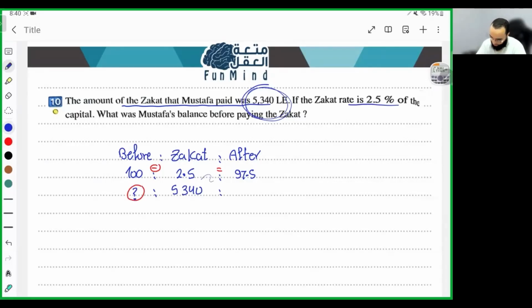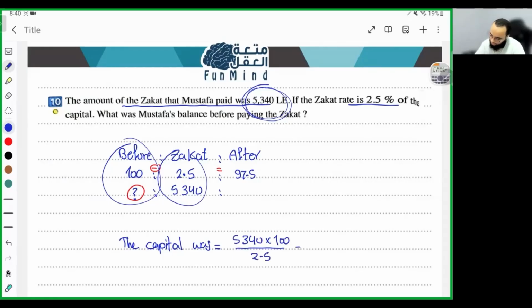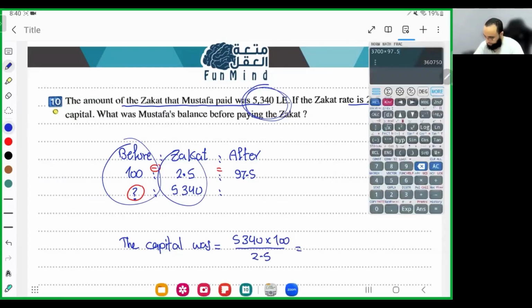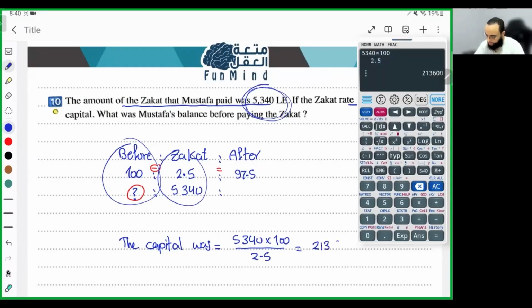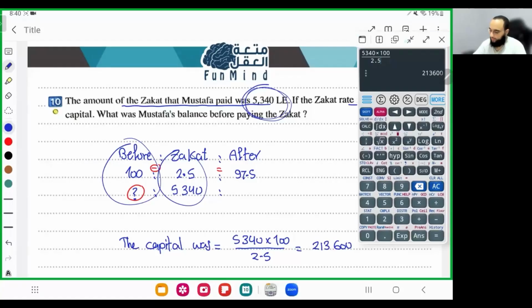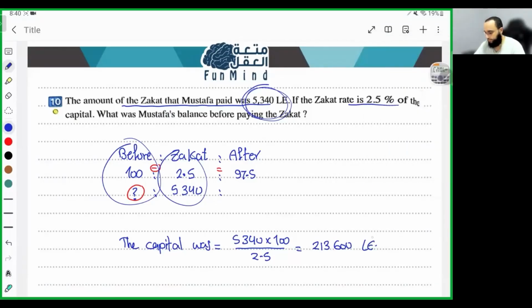Okay, cross multiplication. The capital equals 100 times 5,340 over 2.5. It's 213,600. This is the capital, in pounds. Before.